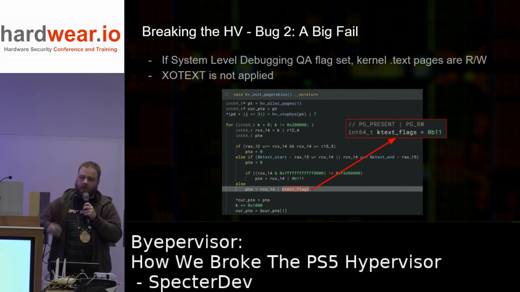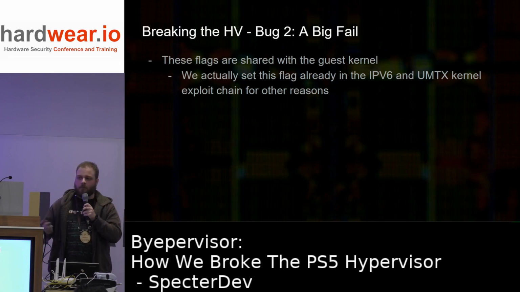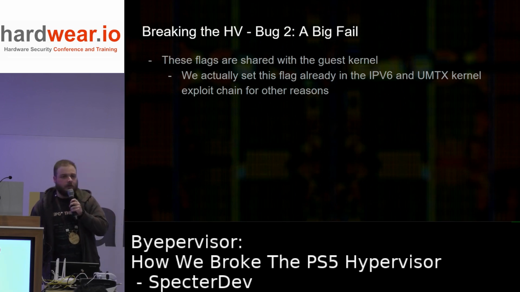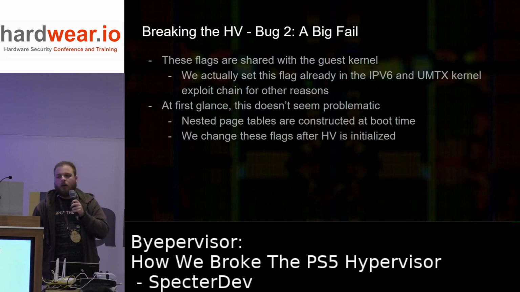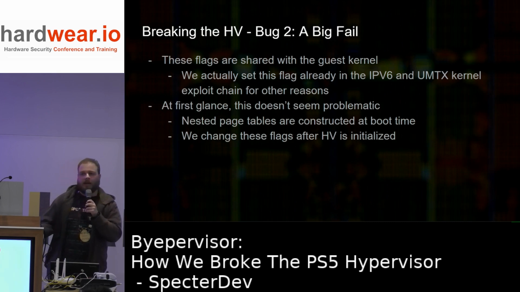So that's showing the PTE construction code, just showing that yeah, it's read write and no exo text. And these flags are shared with the guest kernel. We actually set this flag already without realizing all the implications in the existing kernel exploit chains, just because it is kind of useful for getting more verbose logs and whatnot. At first glance, you're like, okay, these flags are shared and they can enable this condition, but this is in the hypervisor init code. So, we're getting code execution, or kernel read write, way after the hypervisor is initialized.